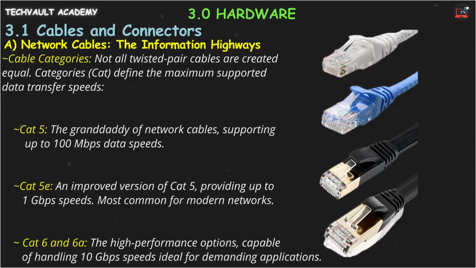Cable categories. Not all twisted pair cables are created equal. Categories, CAT, define the maximum supported data transfer speeds. Cat5, the granddaddy of network cables, supporting up to 100 megabits per second data speeds. Cat5e, an improved version of Cat5, providing up to 1 Gbps speeds. Most common for modern networks. Cat6 and 6a, the high-performance options capable of handling 10 Gbps speeds, ideal for demanding applications.